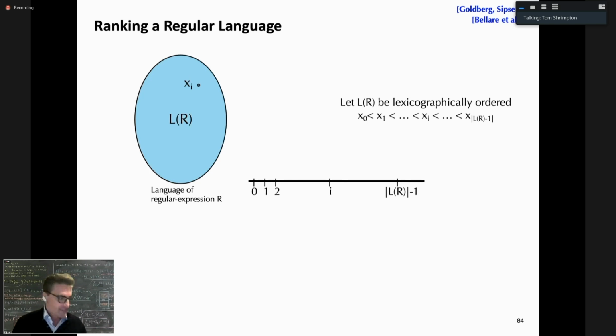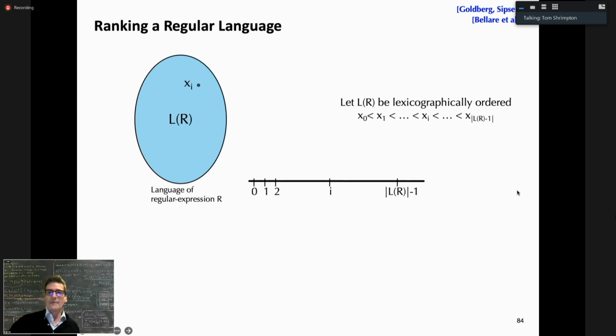So this takes me to what looks like it's coming out of nowhere. This matter of how do you rank strings in a regular language? I'm going to assume that everyone here knows what a regular language is. It means you can represent the set, which is the language, by a regular expression, or a non-deterministic finite automata, or deterministic finite automata. And the languages of those are all regular. In fact, every finite set is a regular language.